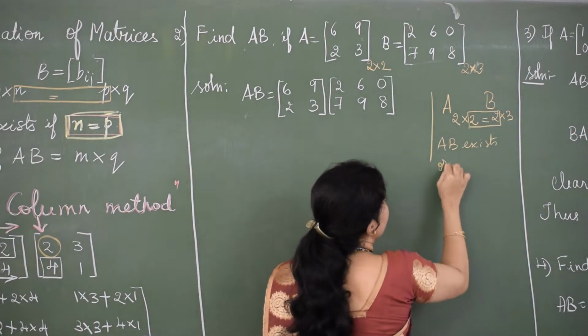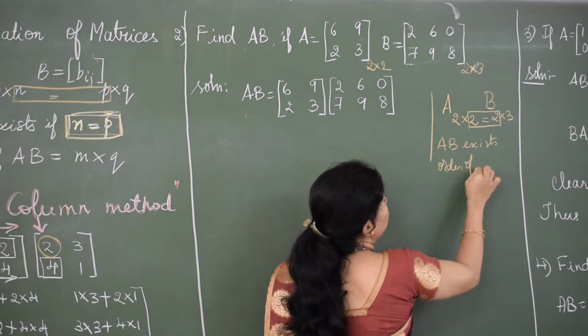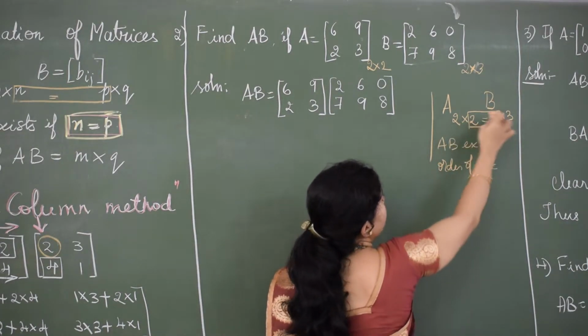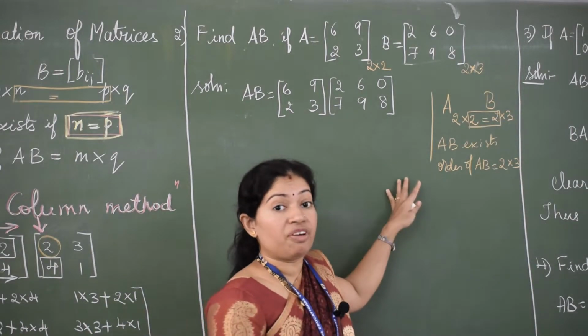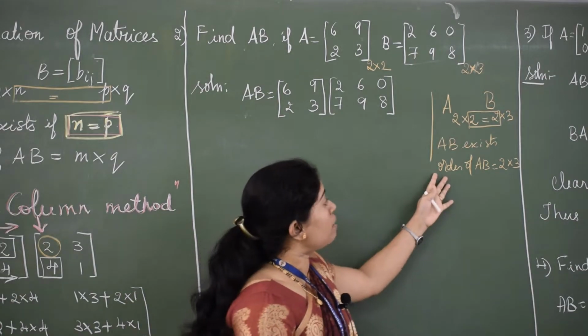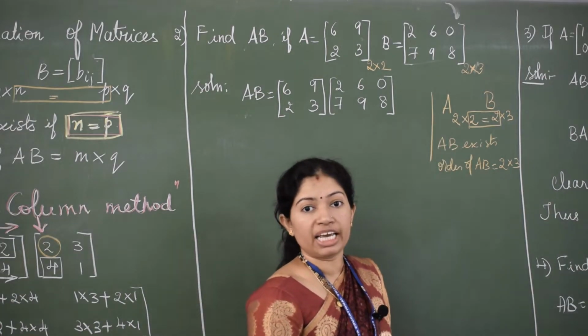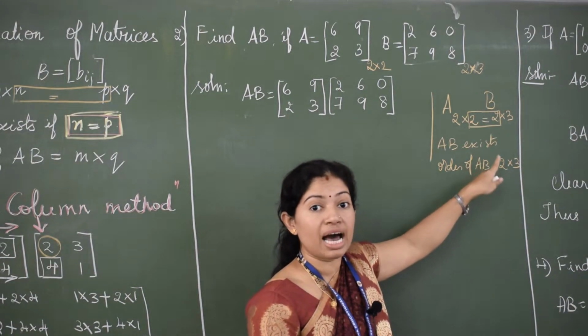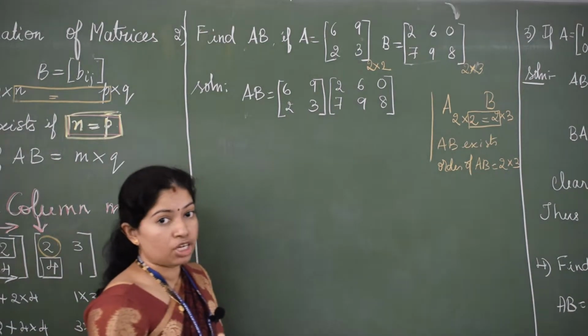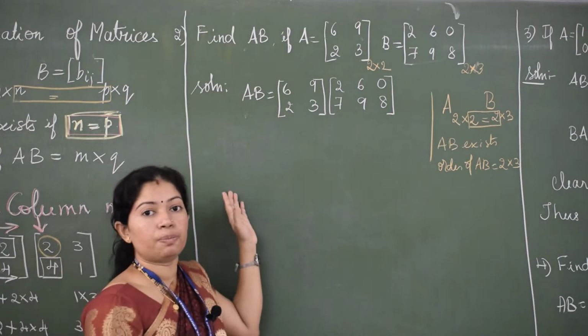The order of AB is given by the 2 extreme numbers. What are those extreme numbers? 2 by 3. So before we multiply, we will come to know the order of the product AB. It is of order 2 cross 3, meaning it has 2 rows and 3 columns. So let us find the product now.